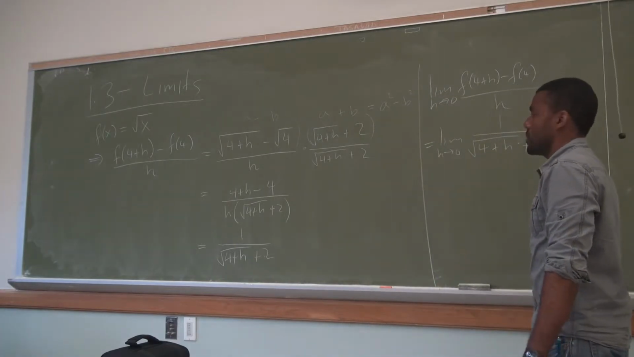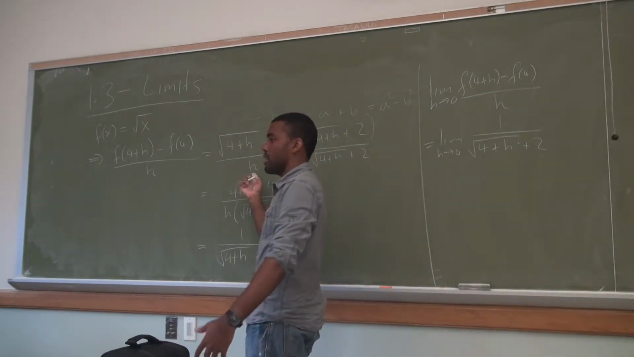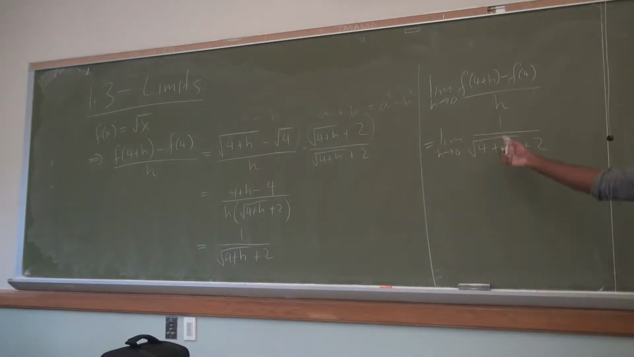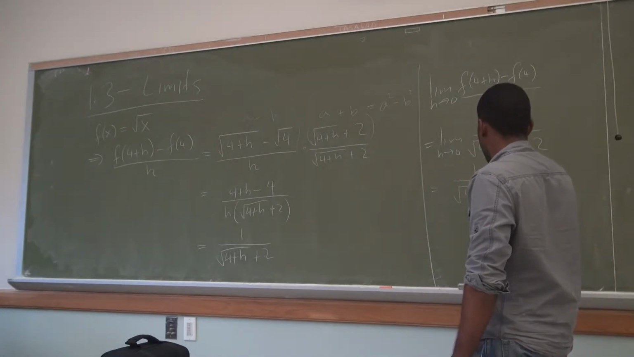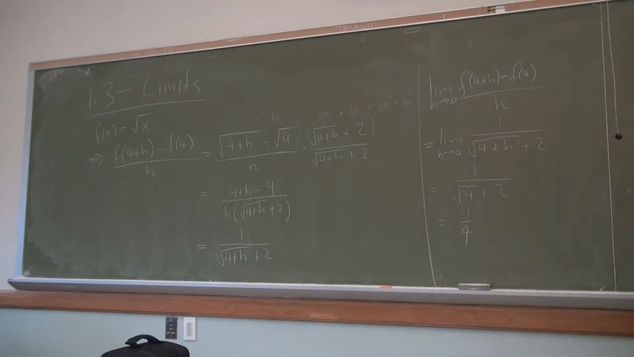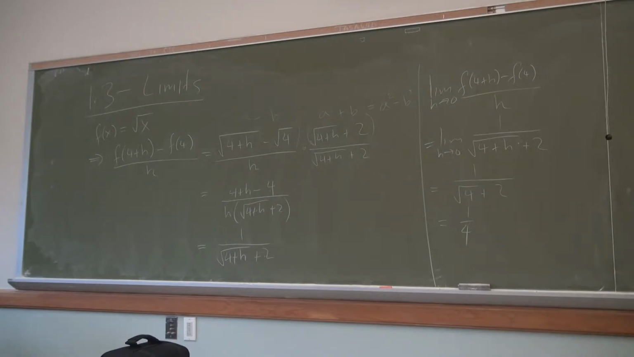Now before, notice that I could not let h get close to 0 because I was dividing by h. I don't know what division by 0 means. So I tried to simplify it by rationalizing. Now I can actually make h get close to 0. What would this get close to if h gets close to 0? This will be 1 over radical 4 plus 2, which is 1 over 4. Now this 1/4 actually means something, but we're going to see that a bit later. I just want you to get into the idea of how these limits work.